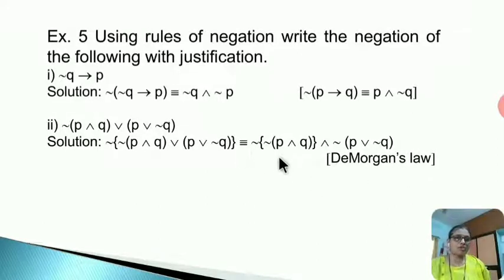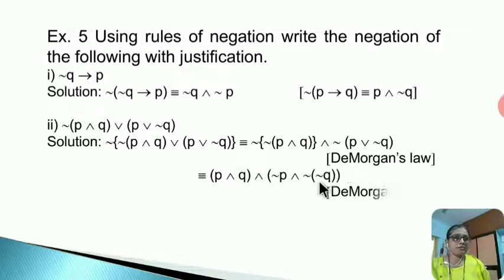Now negation of negation is the statement itself. So here the statement is P and Q. And the negation of a disjunction is the conjunction of their negations, so negation P and negation of negation Q. So which rule is applied here? Again De Morgan's law and the negation of negation rule. Both rules are applied here.